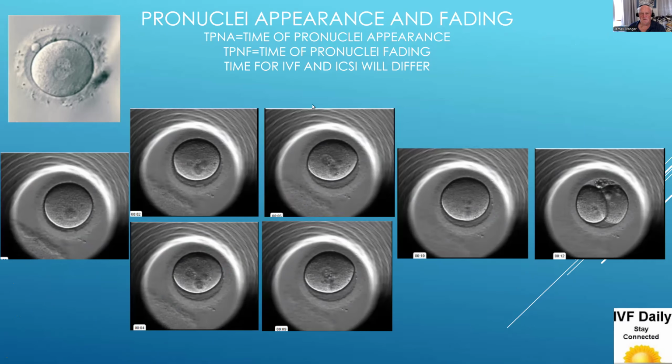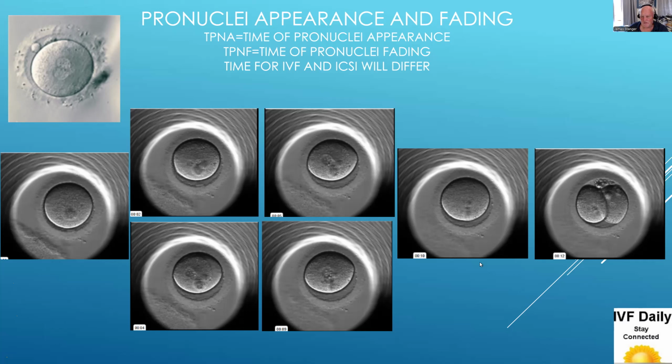I just need to provide some illustration for the non-IVF clients. This is an oocyte on day 1. It's called a zygote. And proof that it's been fertilized are these two circles. They're called pronuclei. One comes from the female chromosomes and one comes from the sperm. And there is a development where they suddenly appear, they grow, they abut very quickly, and then they disappear. So we're looking at the time when these pronuclei first appear and when they disappear.